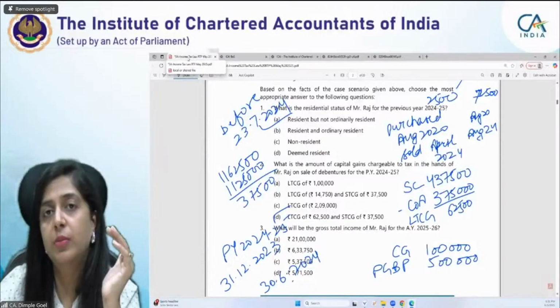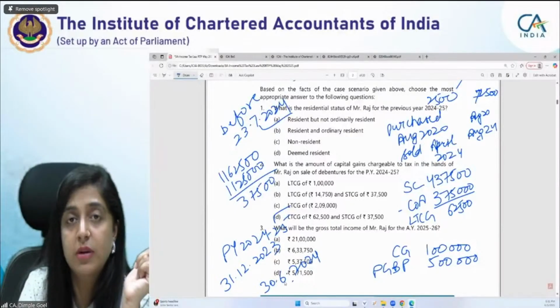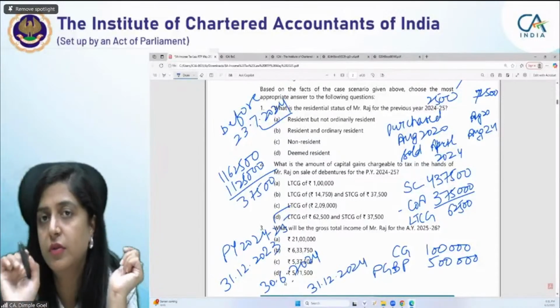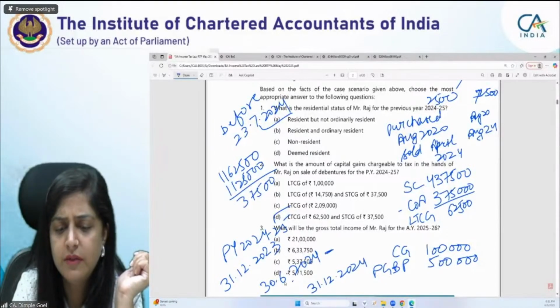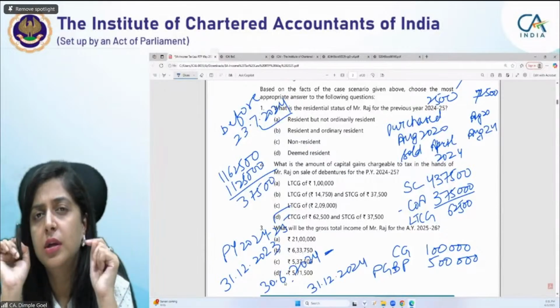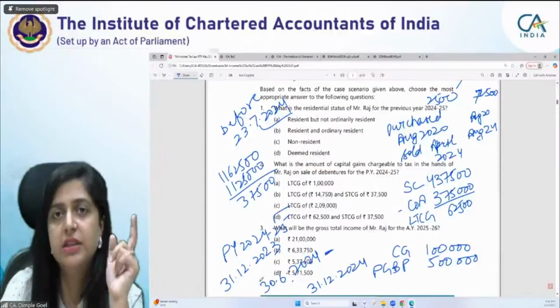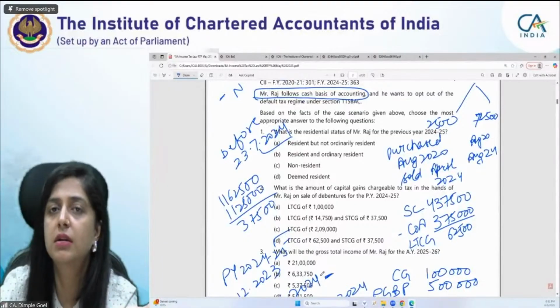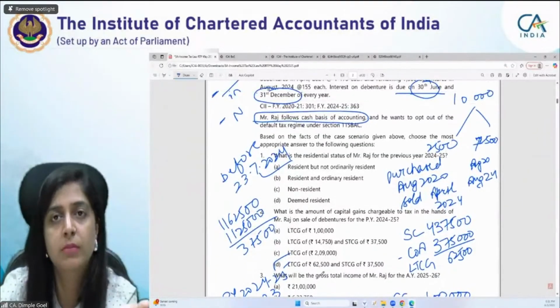The dates are important. First interest is receivable on 30th June and the second on 30th December 2024, in our relevant previous year, which is 24-25. But what we have to see on 30th June is how much debenture he holds at that point of time, because only on that debenture will the company pay the interest to him.